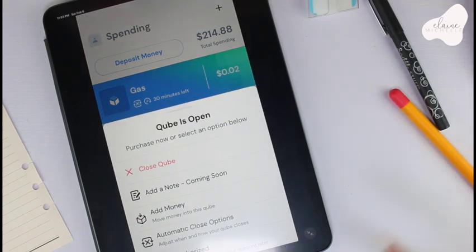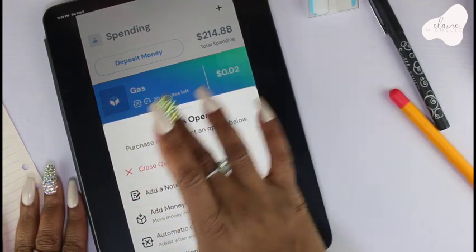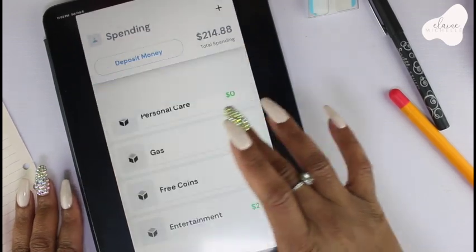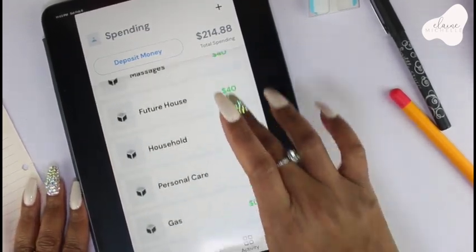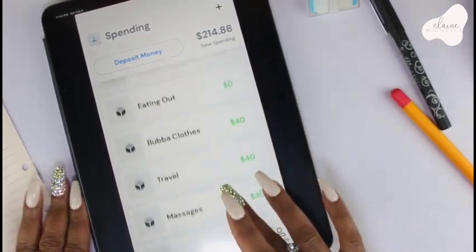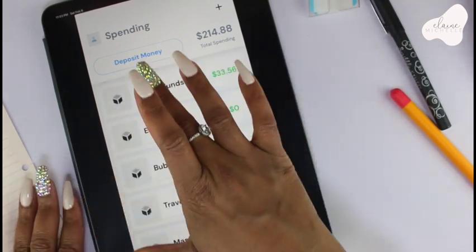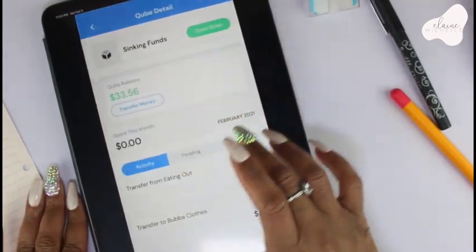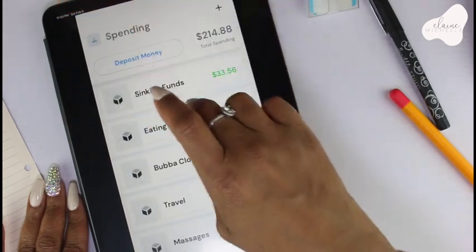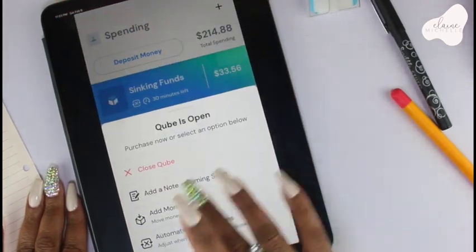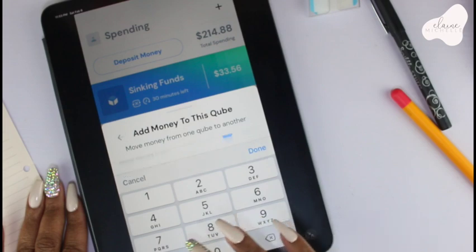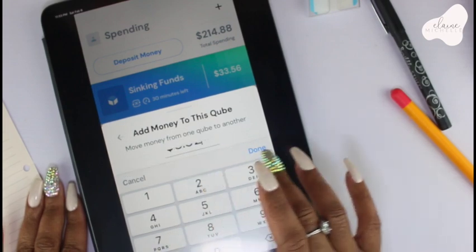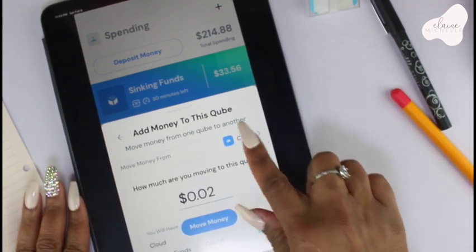My gas, I got $2 there. So oops, sorry, come back, close Qube. Okay, so gas, we have 2 cents there. I said $2. We have 2 cents there for gas. So we're going to add that to the sinking funds. And go back. Sinking funds. Add money. And I know it's only 0.02 cents, but every little bit counts.